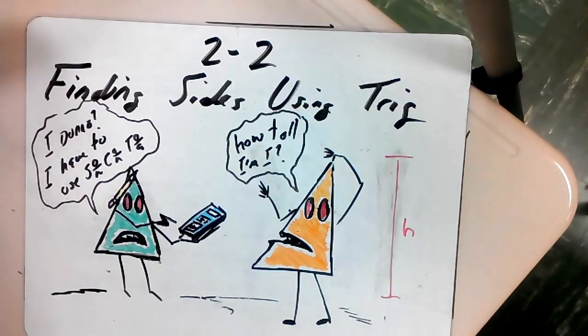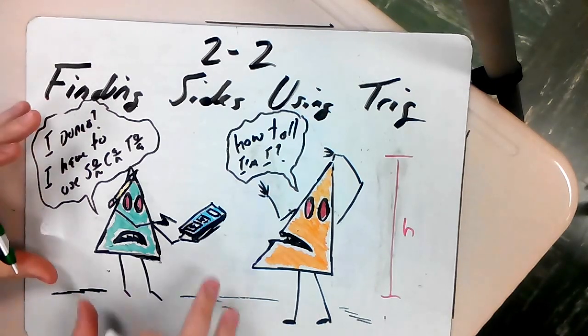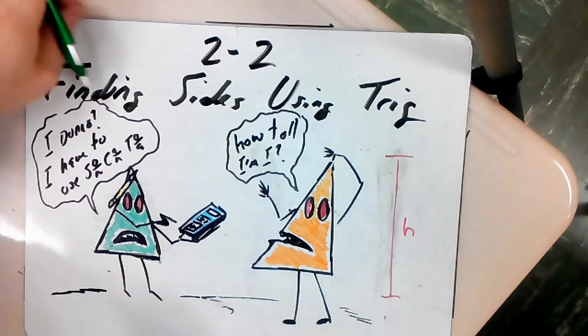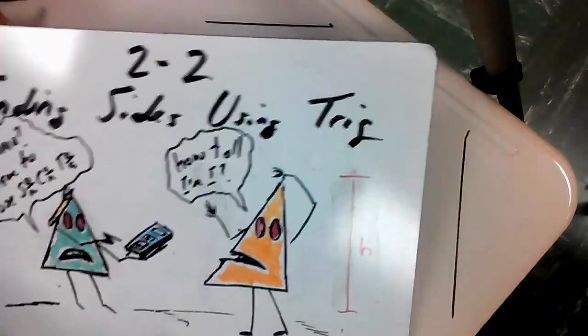Hey guys, we're doing a video for 2-2, finding sides of triangles using trig. This guy is trying to figure out the height of this guy here by using a calculator. That is what I'm going to show you how to do: how to find a side of a right triangle.